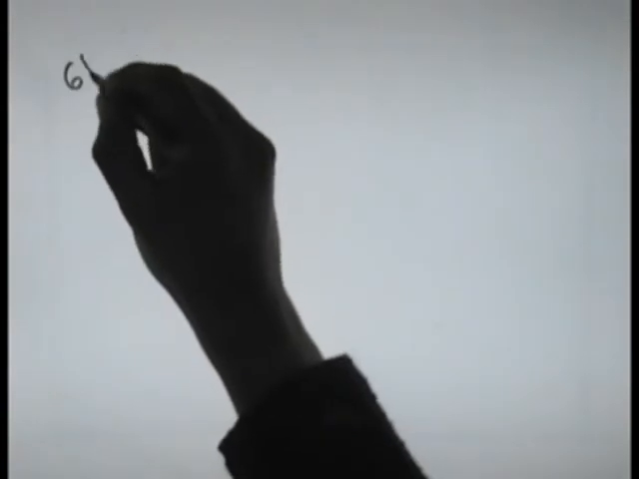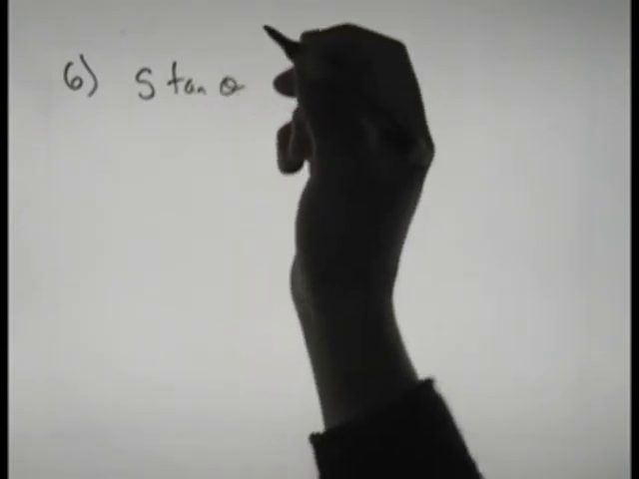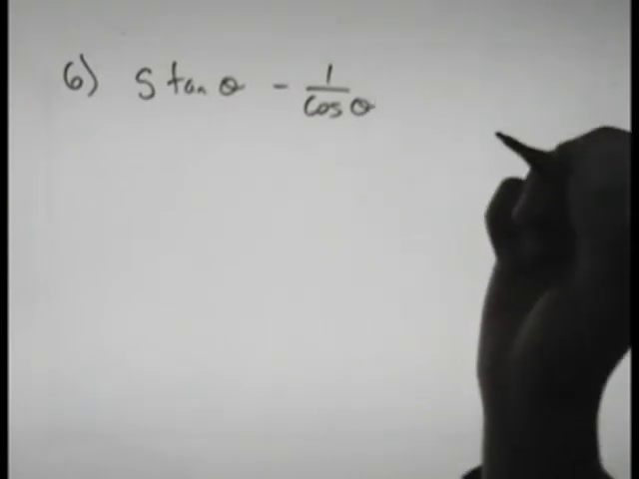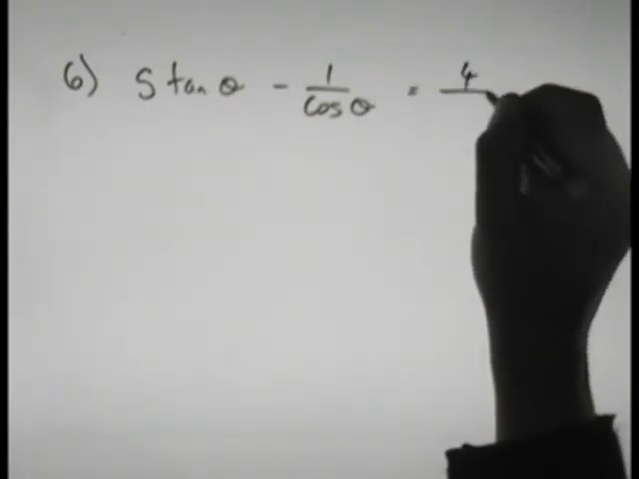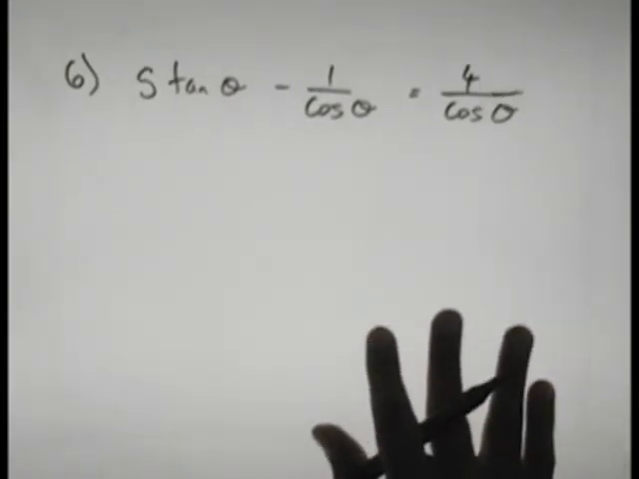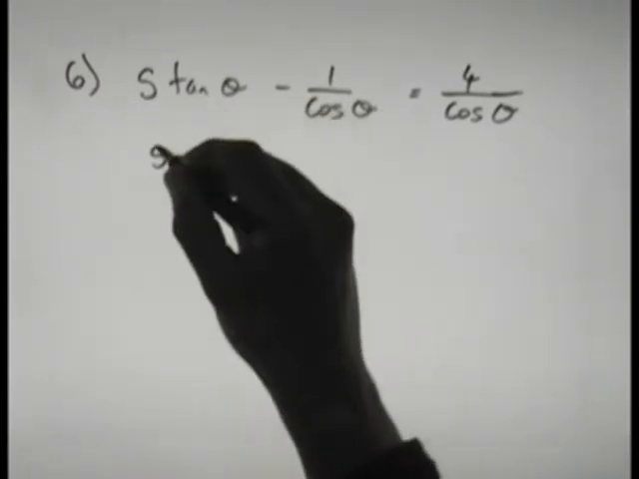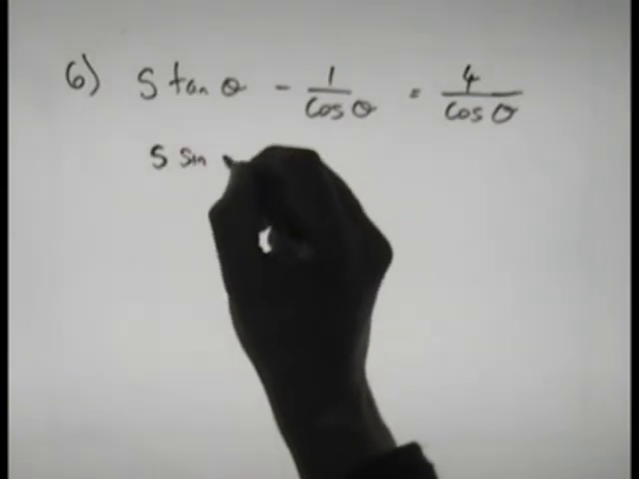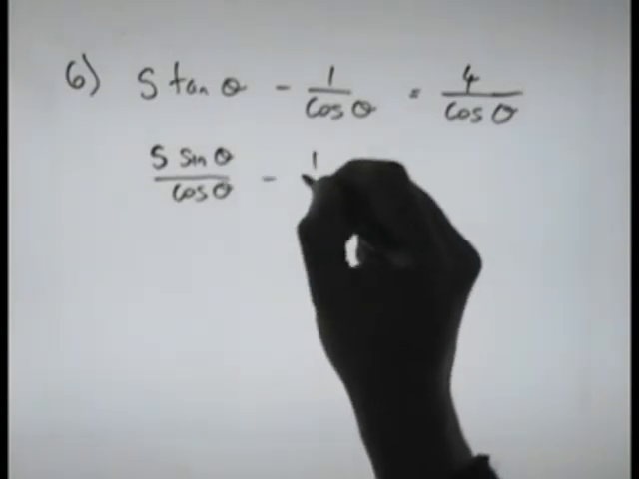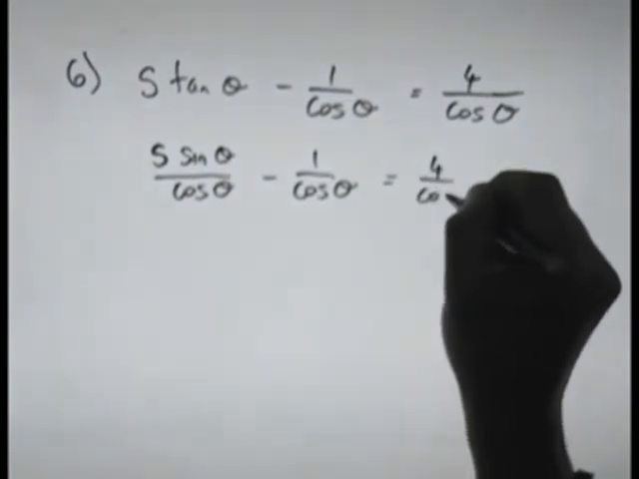Number 6 says 5 tan theta minus 1 over cos theta is equal to 4 over cos theta. I'm going to start this one out by simplifying this side to make that 5 tan theta the same as sine theta over cos theta minus 1 over cos theta is equal to 4 over cos theta.